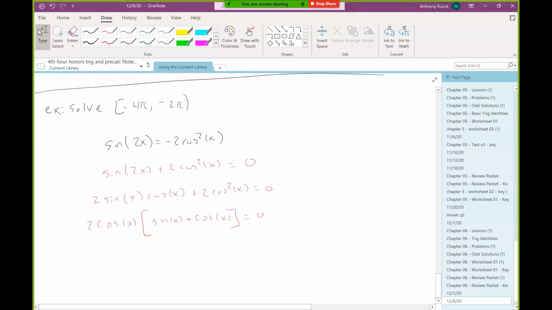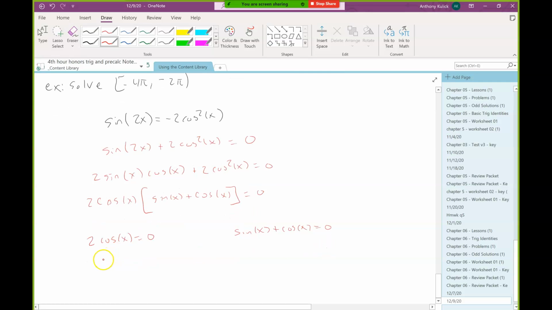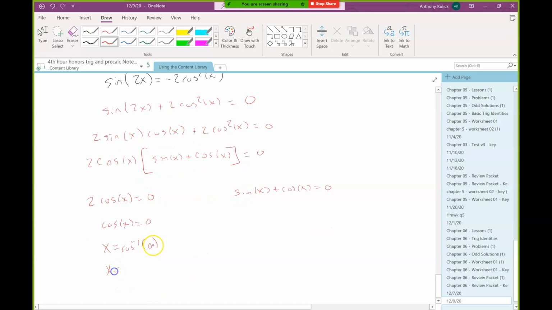So I got that. So I can apply my zero product property now and set each of the factors equal to 0. On the 2 cosine x is equal to 0, I'll divide both sides by 2 and then do the cosine inverse of both sides. And on the unit circle, cosine is equal to 0 where the x coordinate is 0, so that's pi over 2 and 3 pi over 2.